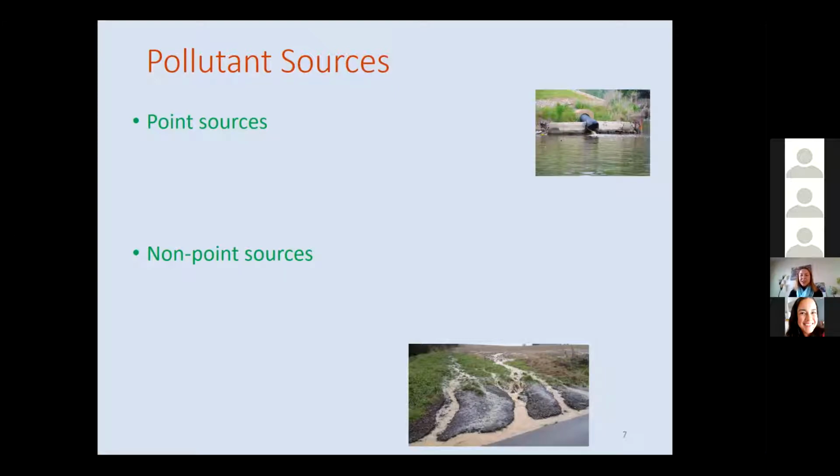Very good. Shannon, was that clear for you that the point source typically could be identified, pinpointed from a point source, but snowfall is over a large area? Yes, that makes so much more sense.